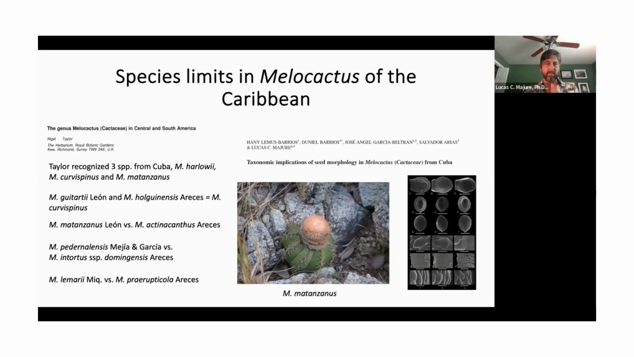Melocactus matanzanus, we had an issue there. There was a species described called Melocactus actinacanthus by Alberto Areces, and it looked a lot like matanzanus but had fewer spines. And then we had another taxonomic issue, Melocactus pedanalensis, which was described by Mejia Garcia from southwestern Dominican Republic. And Areces thought that was more closely related to entortus, and so he put it within entortus. And then also Lemari and Prerepticula were 2 other names that we wanted to try to tease apart. What are those really species, or were they just morphological variants or whatever?